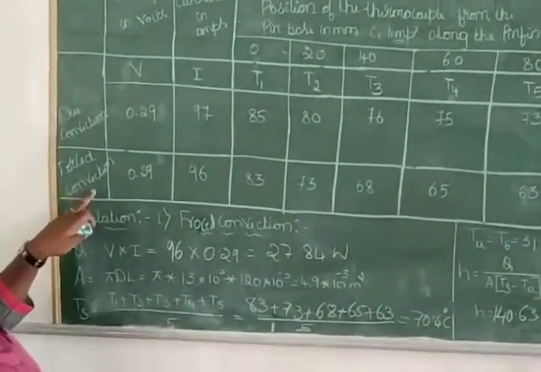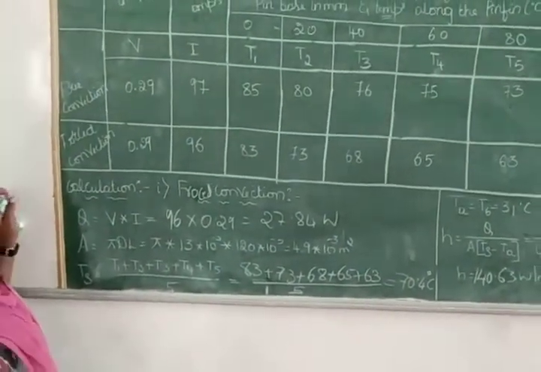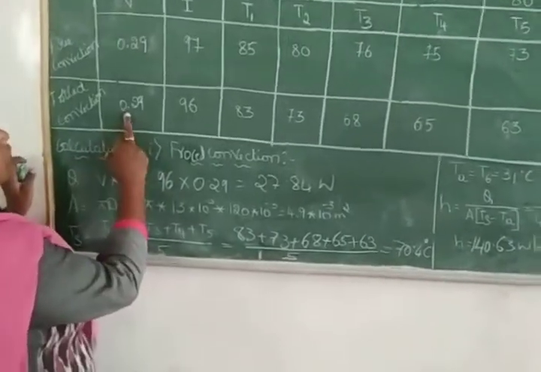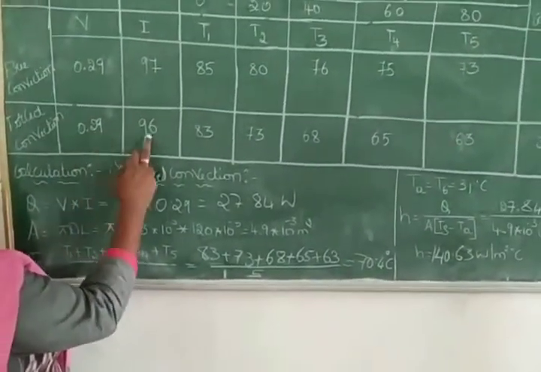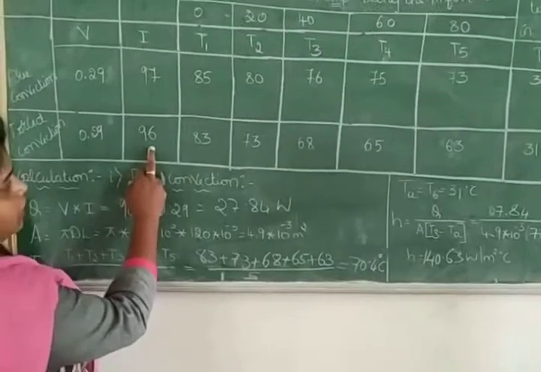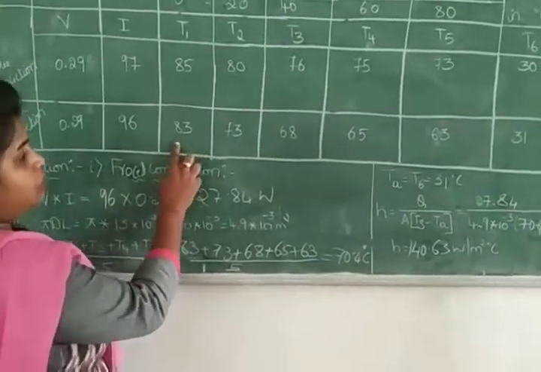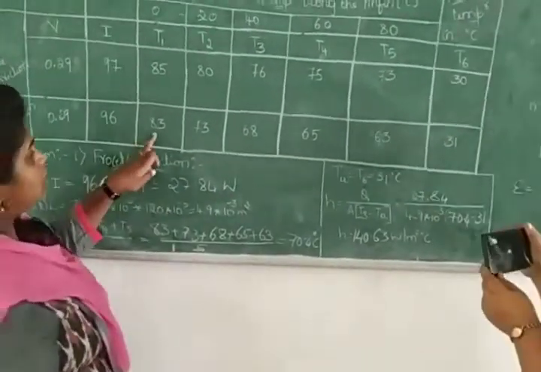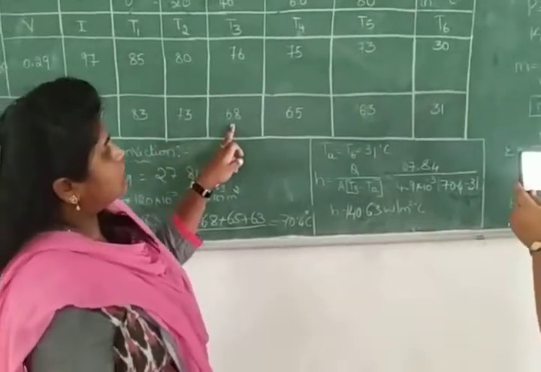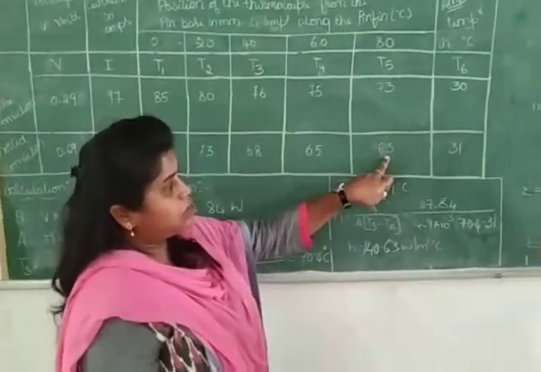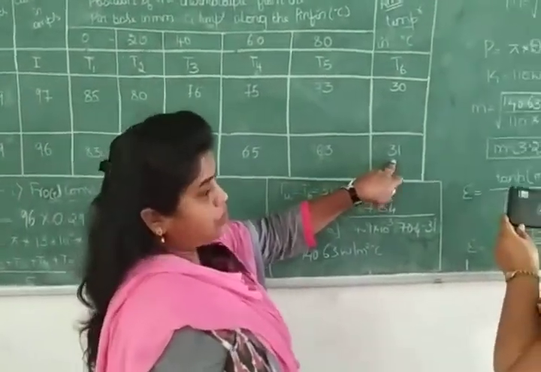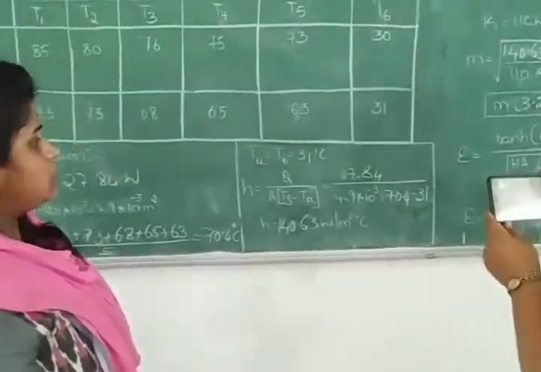The conversion values we have taken. The procedure for the calculation remains the same. Again we note the voltmeter reading, it is 0.29, and the ammeter reading, it is 96. Similarly, we note all the 5 temperature values: 83, 73, 68, 65, 63. Again, the ambient temperature we are getting now is 31 degrees Celsius.